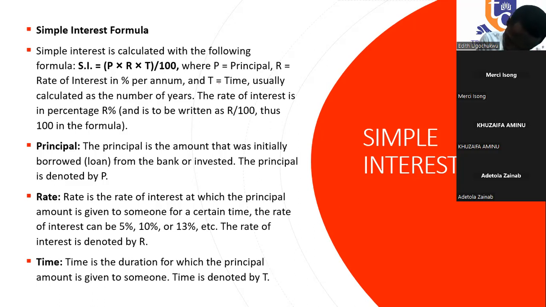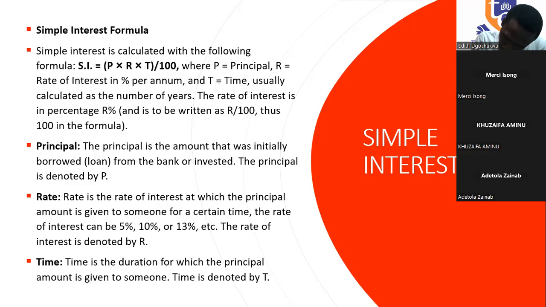Please look at what I asked you to do. A is equal to P plus I, right? So that I that you have, now substitute it with PRT over 100. So it now becomes A is equal to what? P plus PRT over 100.